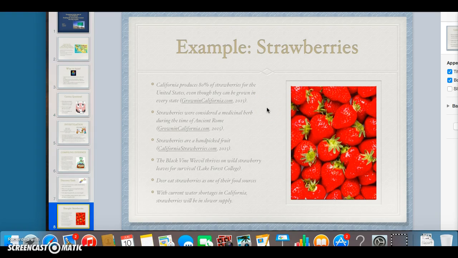Strawberries were considered a medicinal herb during the time of ancient Rome. Interesting fact: strawberries are a hand-picked fruit. And now the black vine weevil thrives on wild strawberries for survival. I didn't even know what that creature was before this research, but it's nice to know it eats strawberries. Deer eat strawberries as one of their main food sources. Since I grew up by the beach, I would have never known this. With current water shortages in California, strawberries will be in slower supply.